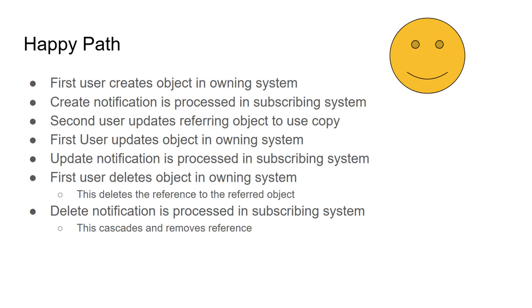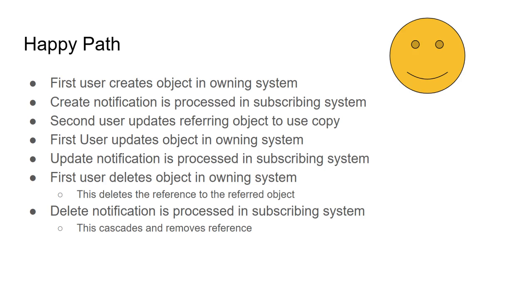So how does this look when it's working? First, the user creates the object in the owning system, then that system will create a notification which is sent to and is processed by the subscribing system. Later, the user updates a referring object so that it is now pointing to the copy. At some point, the first user might change the original and an update is sent to the subscribing application. At some point, the first user might delete the object from the originating system, at which point it will be deleted from the subscribing system.